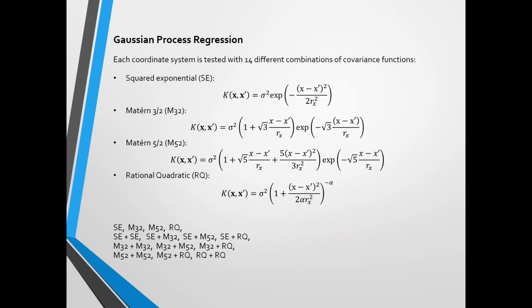I'm going to check each different coordinate system with 14 types of covariance functions to verify what makes a greater impact: the type of covariance function that I'm using or the coordinate system adjustment. Here I selected 4 types of covariance functions: the squared exponential that I used in the first part, 2 classes of Matern functions, and 1 rational quadratic. And I combined them, adding them together. So here I have covariance functions which are, for example, the squared exponential times a rational quadratic, and so on. I have 14 combinations of them.